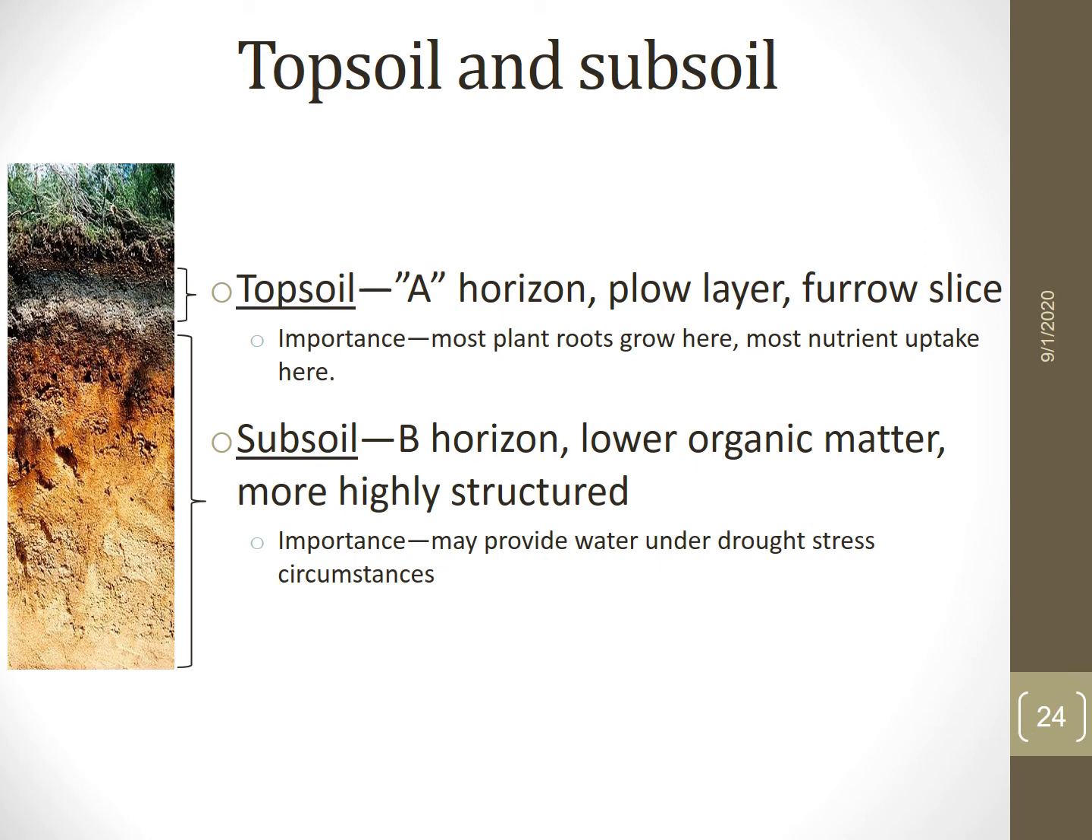In our subsoil B horizon, which has lower organic matter and is more highly structured, we have the importance, potentially, of water provision under drought stress in these horizons. Our subsoil generally provides water for deep tap roots when there's times of drought stress. Subsoil is very important. It's also a huge engineering medium that we have to understand for building things.